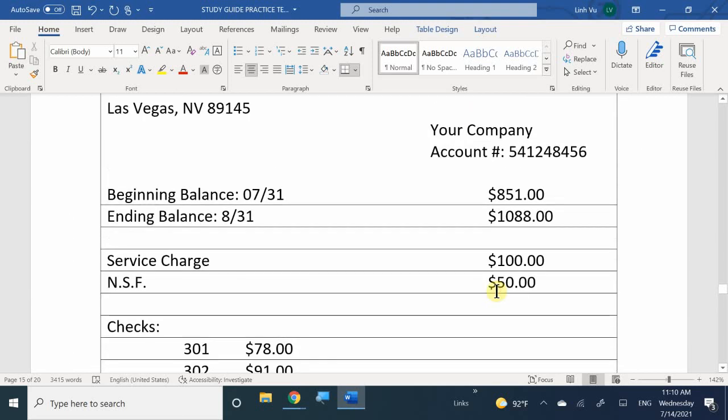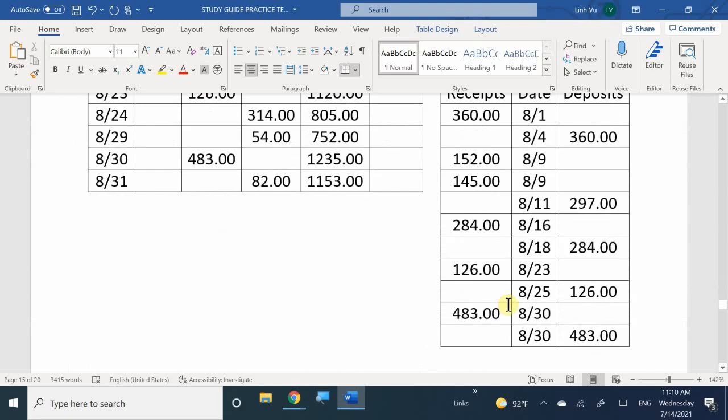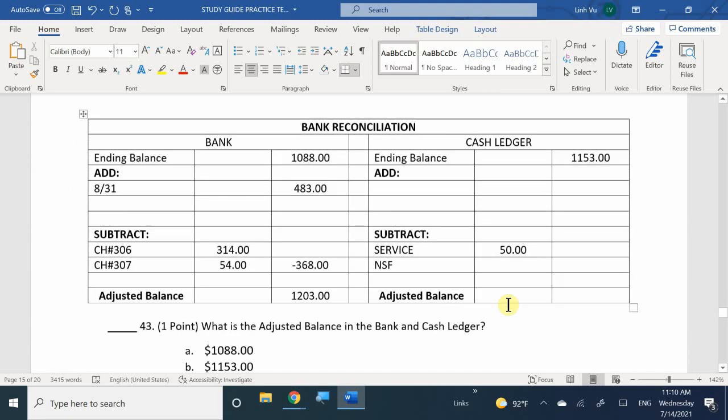ACH and the interest? That is correct. So let me go ahead. Service charge was $100 and the NSF charge was $50. Let me go ahead and plug that in real quick. So the bank charged you this without you knowing. In this case, this is going to go against your cash because they already charged it off your account.